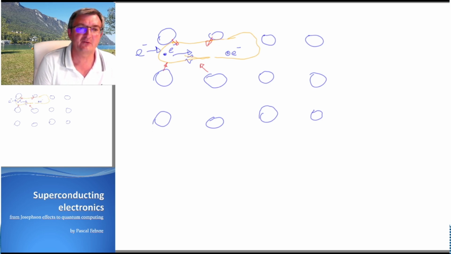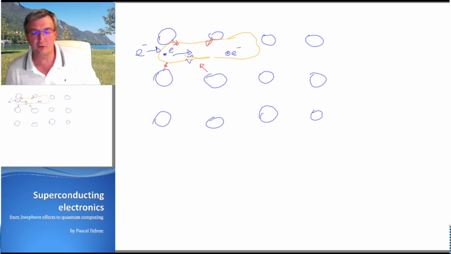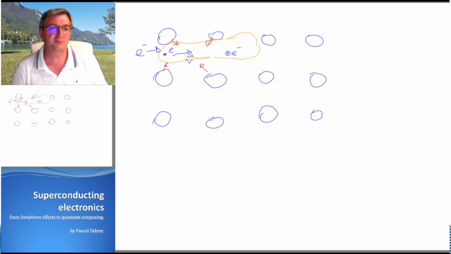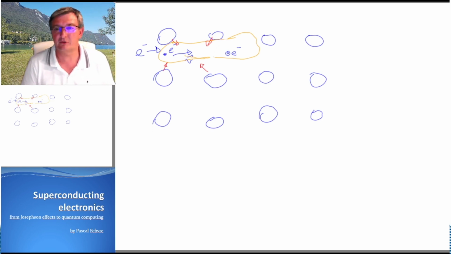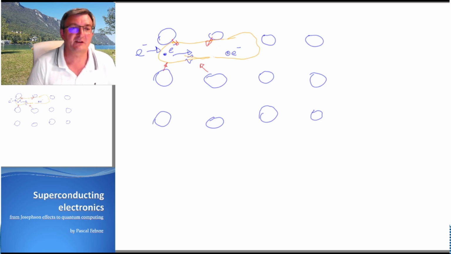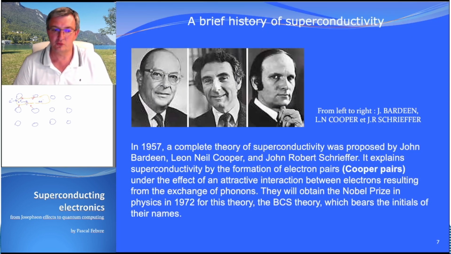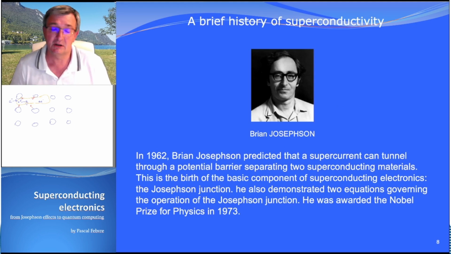So this size of the Cooper pair is called the coherence length, right? It can vary by a large amount, but typically it is of the order of tenths of nanometers. And that's one of the properties, and we will see other properties of these Cooper pairs later.